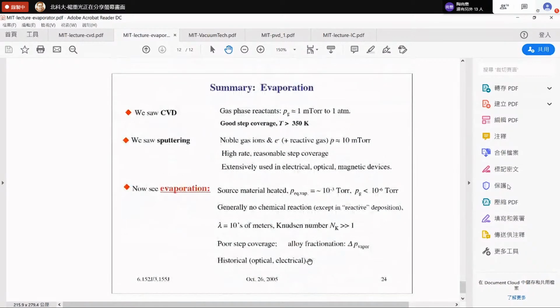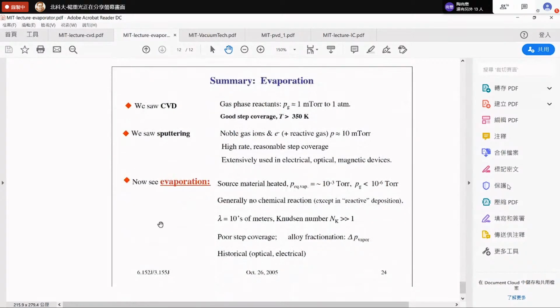So what we can talk about regarding evaporation is quite little. This is the only part that we can talk about on evaporation.